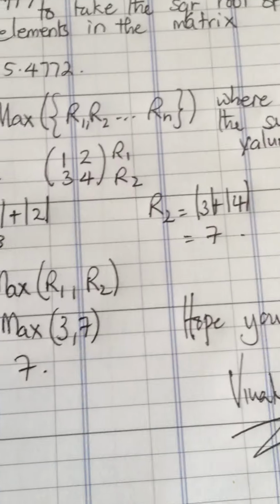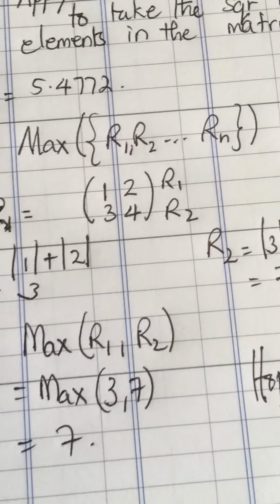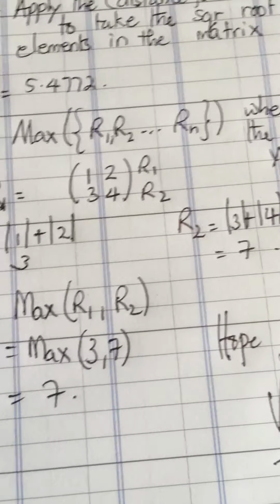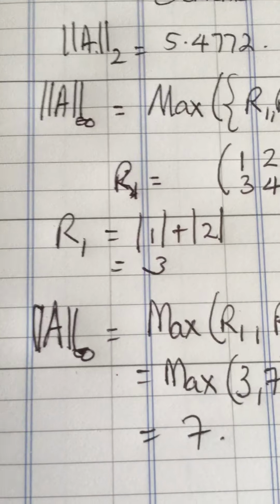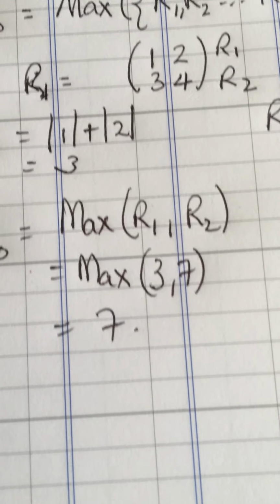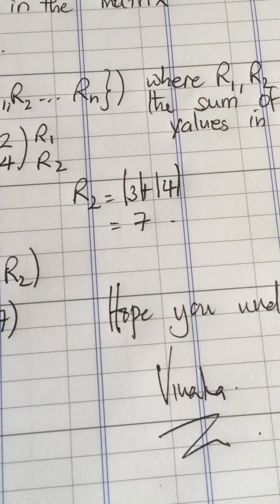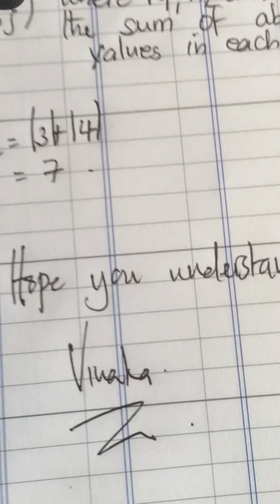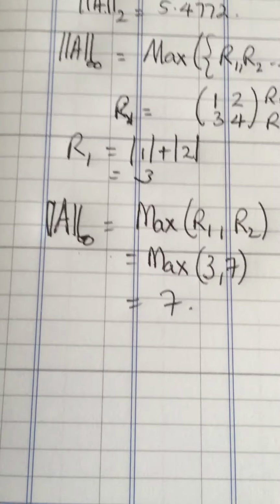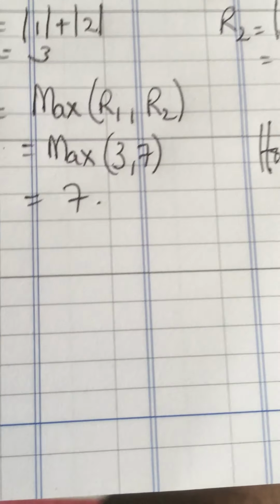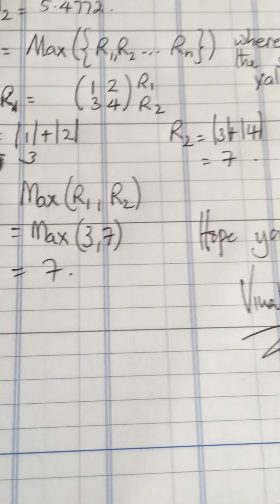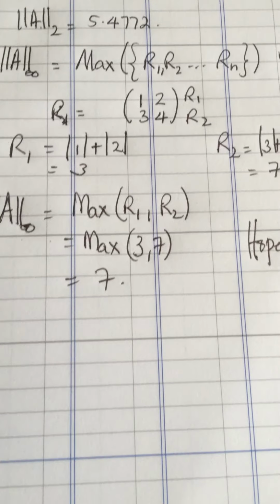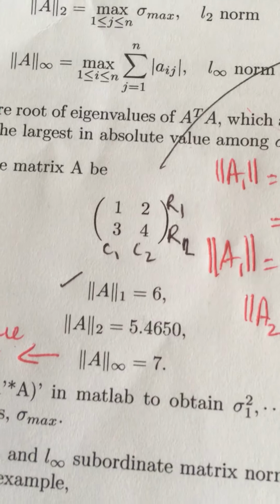From the example given, 1, 2, 3, and 4, we have two rows, as it is a 2 by 2 matrix. Row 1 is 1 and 2, whereas row 2 is 3 and 4. Row 1 is the absolute value of 1 plus the absolute value of 2, which gives 3. Row 2 is the absolute value of 3 plus the absolute value of 4, which gives 7. A infinity is the maximum of the rows, r1 and r2, so the maximum of 3 and 7 is 7, which matches the one given in our notes.